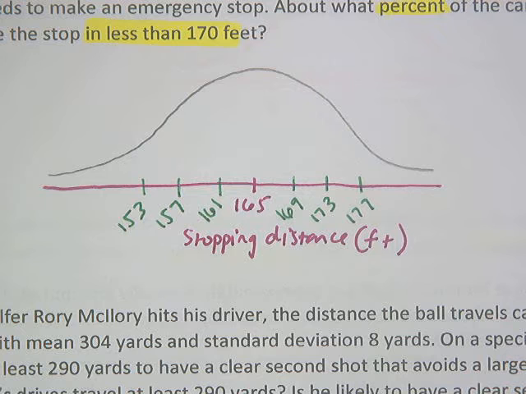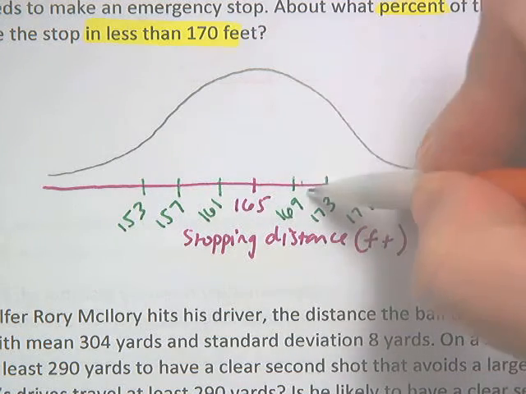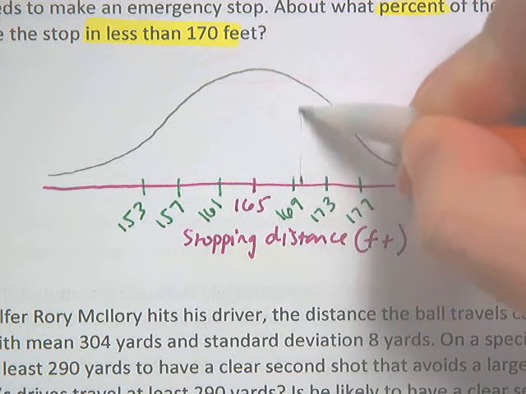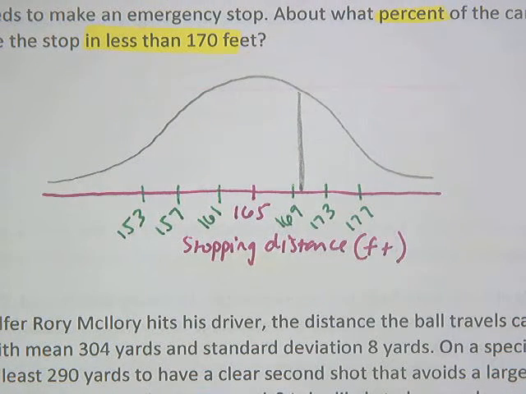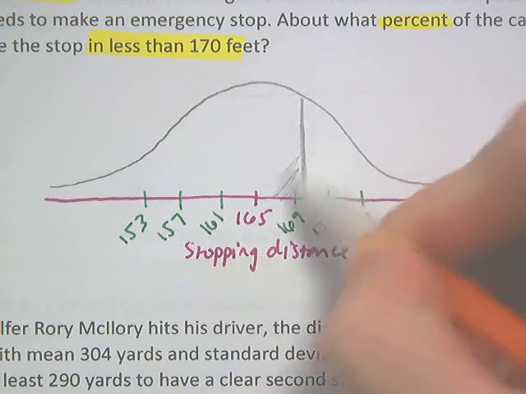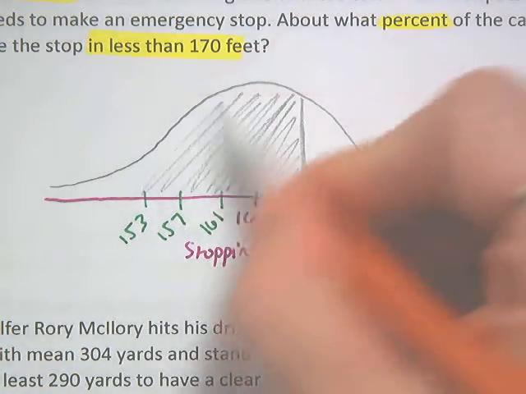Now, I want to know how many cars, like the one she's driving, the same model, could stop in less than 170 feet. Because again, she sees this accident 170 feet ahead of her and she needs to stop. Well, 170 is going to be right about here. And I want to know what proportion of the cars, or percent rather, can stop in less than 170 feet. So should I shade to the left or to the right? To the left. I want cars stopping in less than 170 feet.